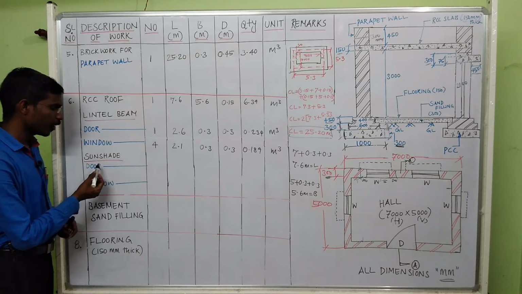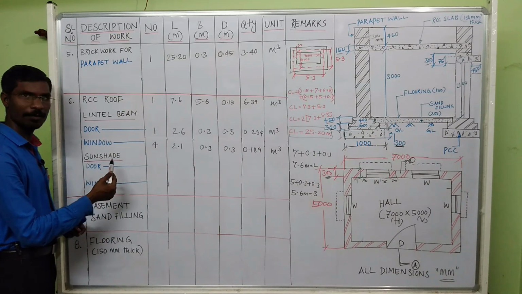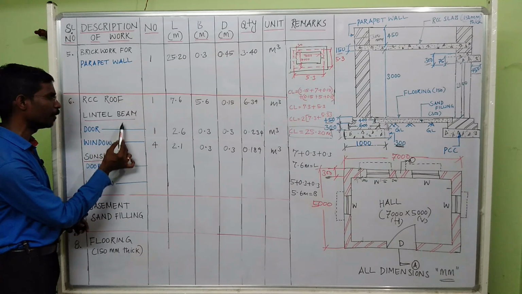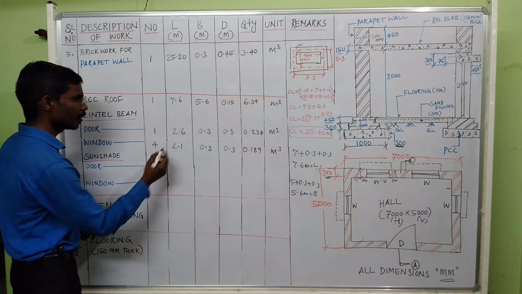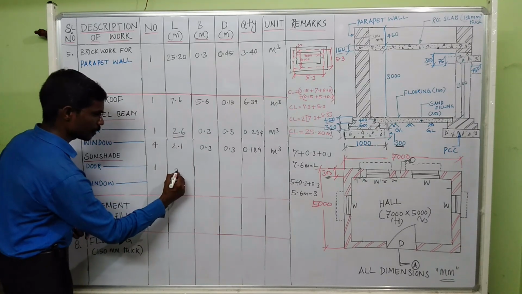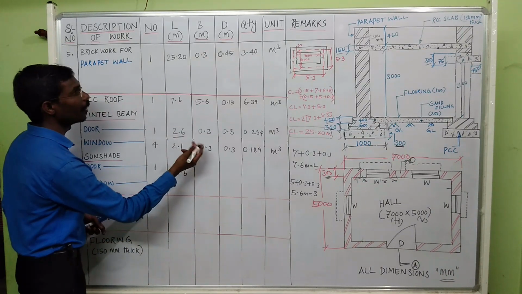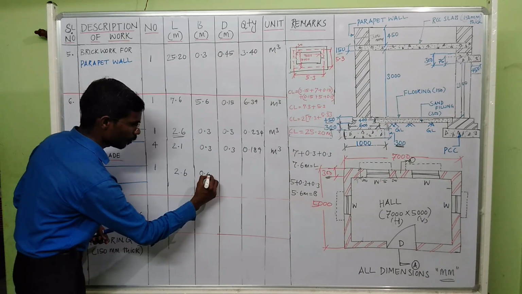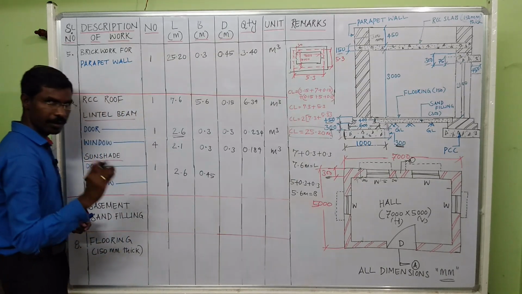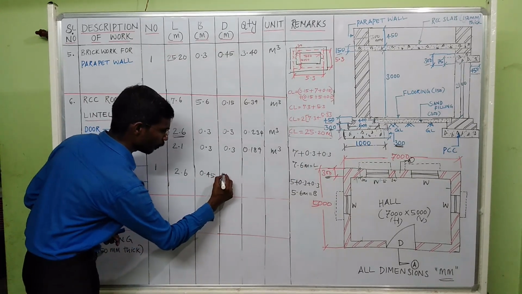The sunshade for both the doors and windows, same like that how we are calculated for lintel beam. The door is only one door. The length of the sunshade is 2.6 for same. The breadth of the sunshade 450 mm. It is 0.45. The thickness of the sunshade is given 75 mm.